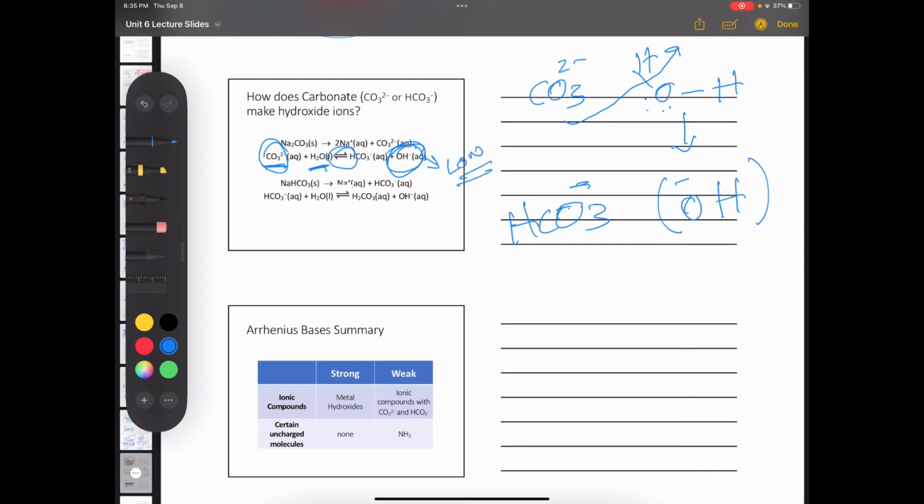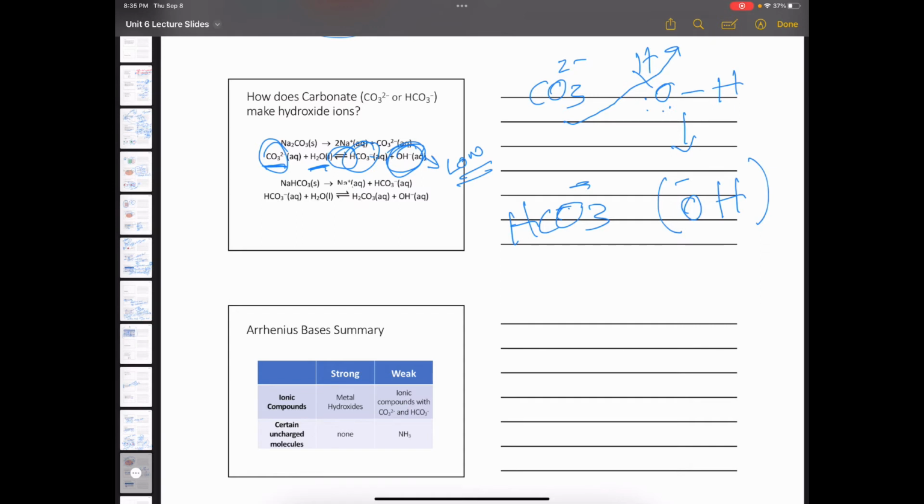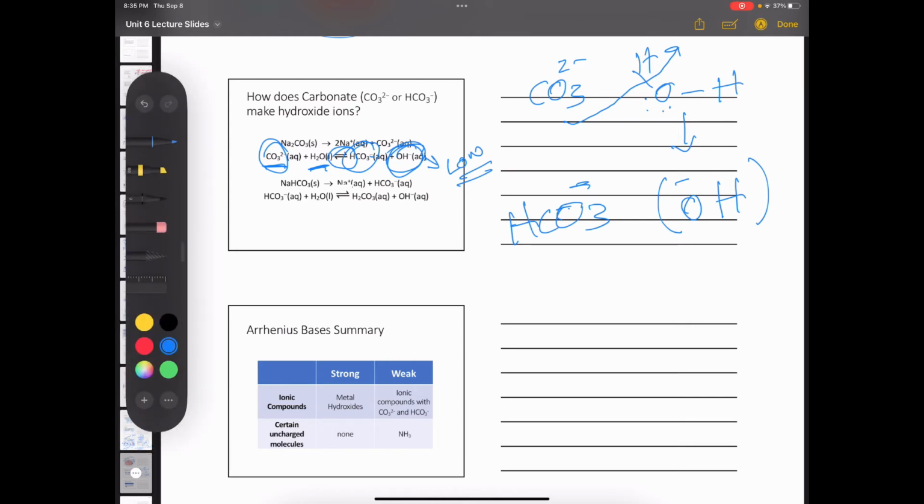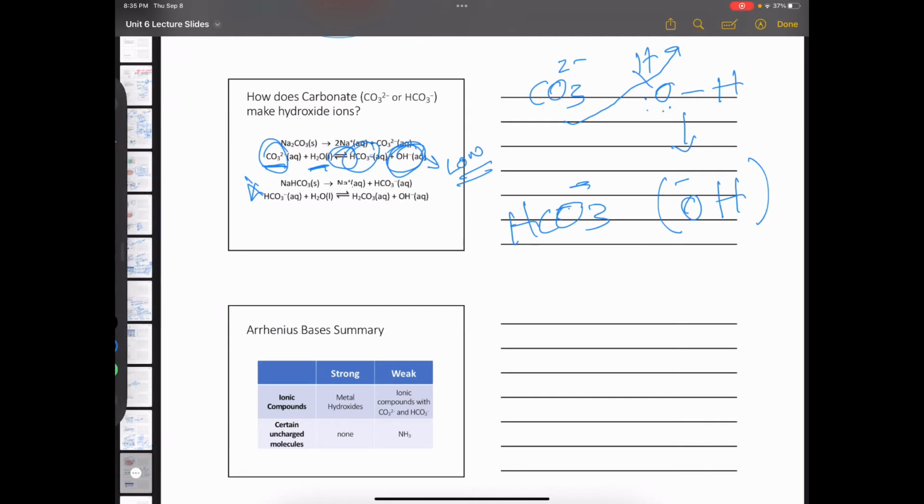As a result, we indicate that with a reversible reaction, pointing also to the reactants, because the hydrogen carbonate that is formed here is very unstable and it tends to drop that proton again, give it back to water. Okay, but there is still some concentration of the hydroxide ion. That's why it is considered a base. Same thing with hydrogen carbonate.